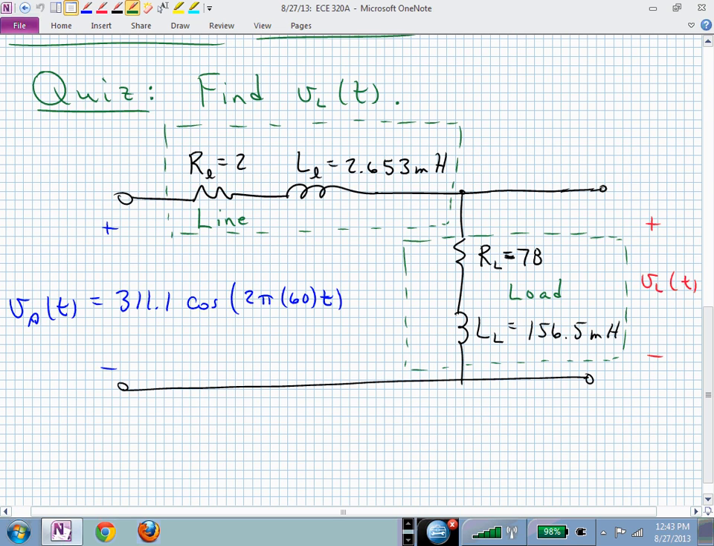You have a sinusoidal input exciting your system, and you can assume that that's been on forever, and now you want to find the sinusoidal steady state output. This should be a review of what you finished in ECE 220.